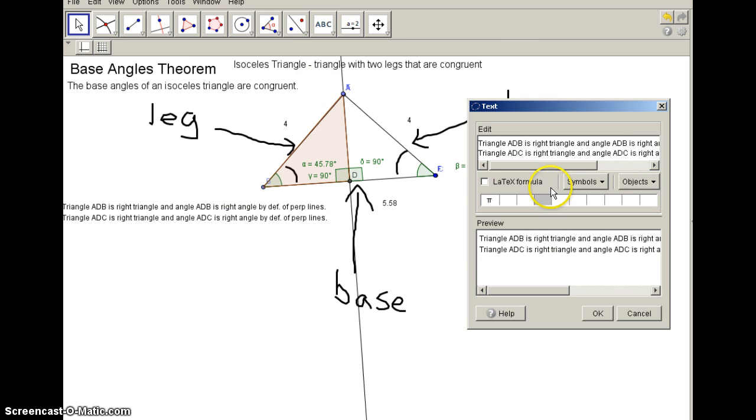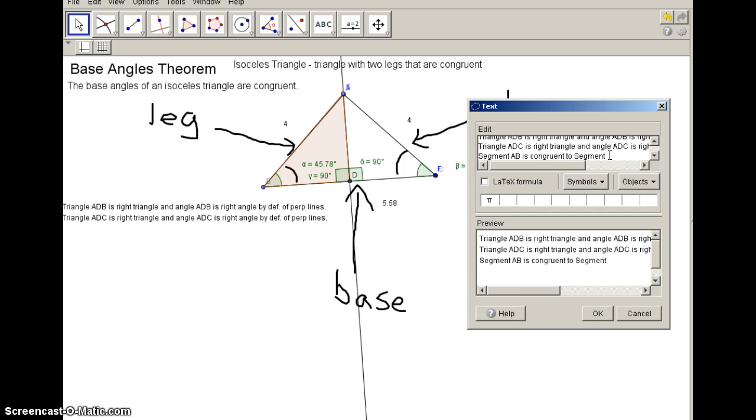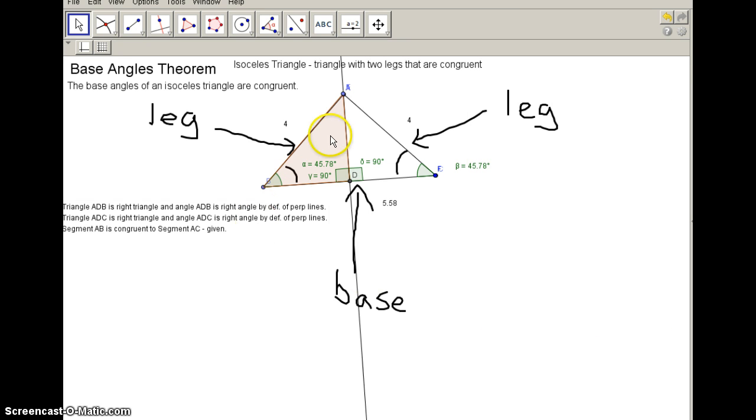So I'm going to put in, okay, we'll go down here again. Sorry. Okay. And that would be segment, what is that? AB is congruent to segment AC, and that was given. We knew that because it was given to us that this is a set of perpendicular lines.